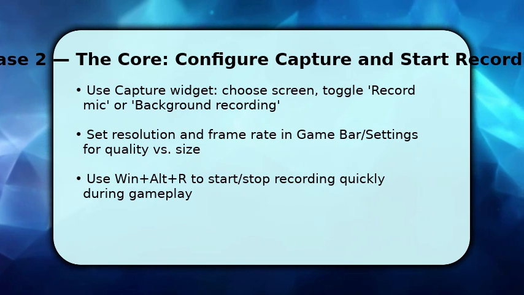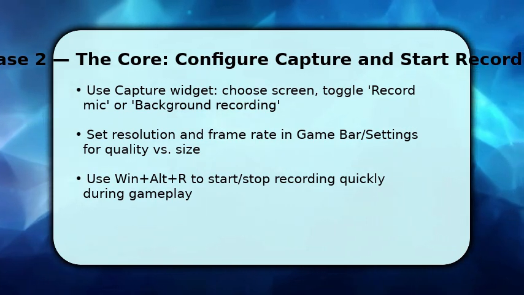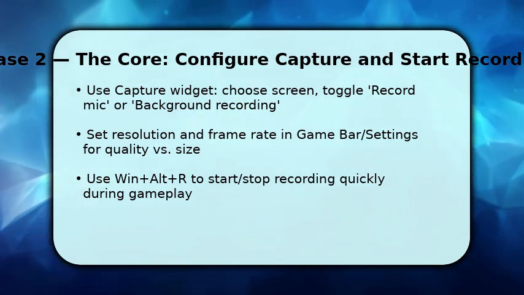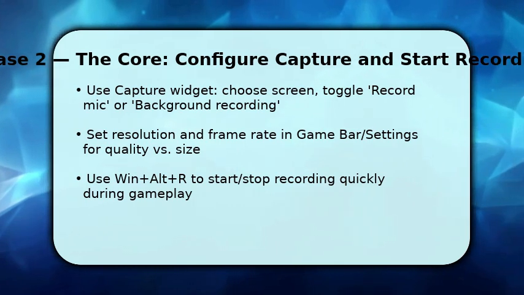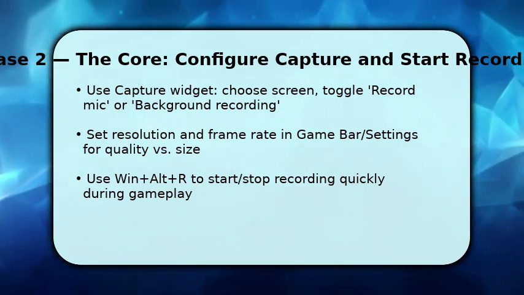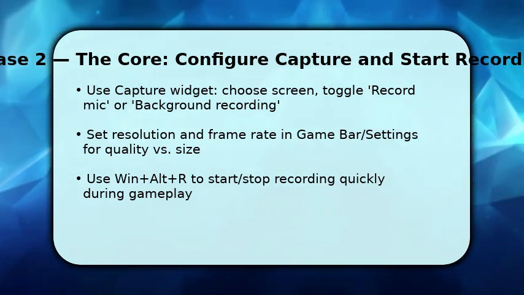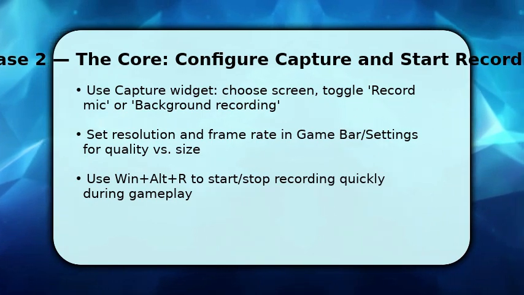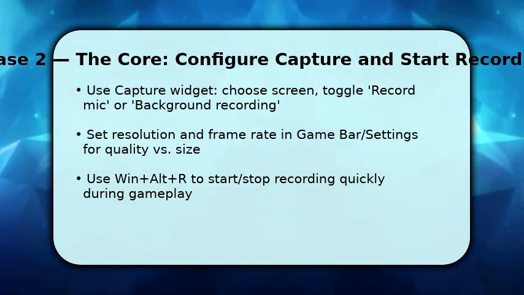Then set resolution and frame rate in the game bar settings to balance file size and quality. Higher FPS gives smoother motion but larger files. When ready, press Win plus Alt plus R to start recording. To finish, press Win plus Alt plus R again to stop recording.